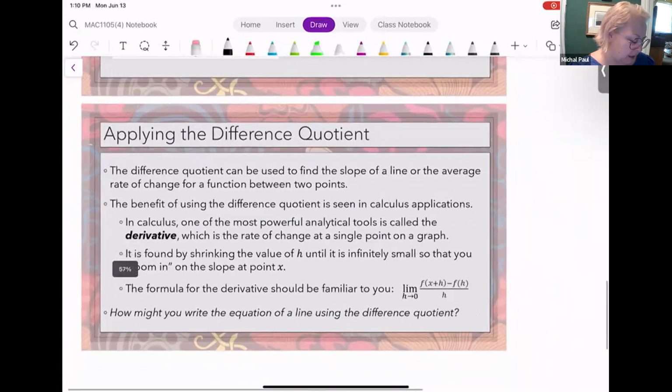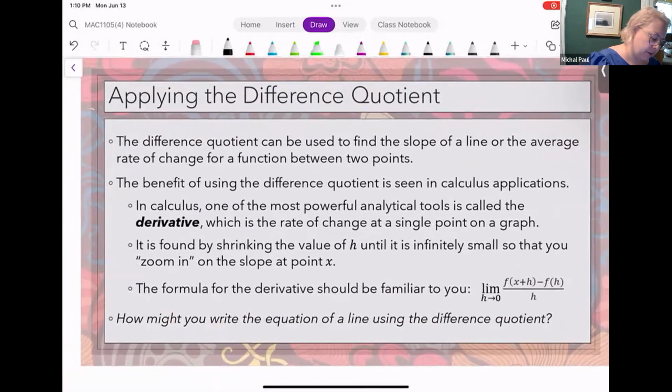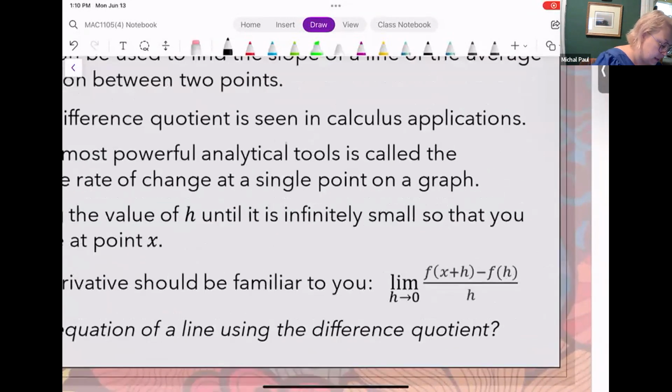And here's how we apply it. Later, you're going to see this again. It's supposed to be an X, not an H. I need to fix this on my original slide.